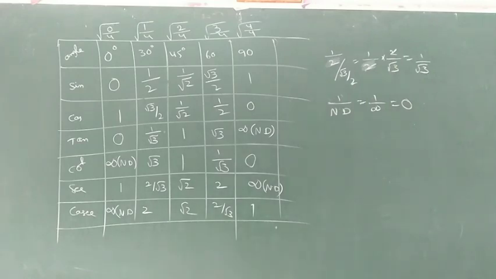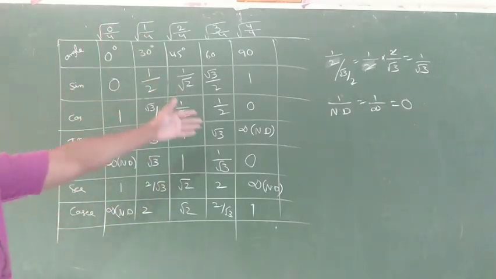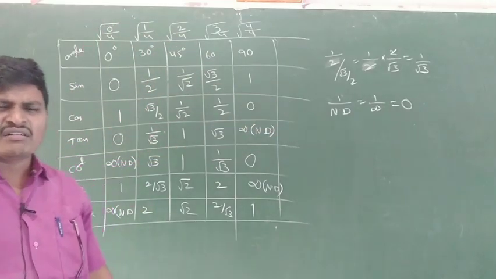This is how to remember, too easy. This is the process. This is the basic table up to 90. In PUC, it goes up to 270, 180, 360, 720, these are all.